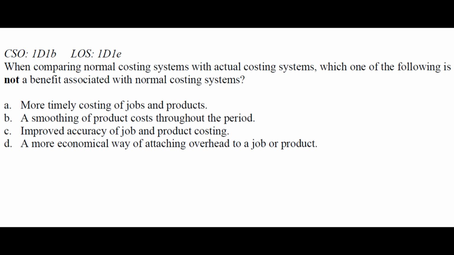Since overhead is allocated using estimates, product costs may differ from actual costs and require year-end adjustments. D. A more economical way of attaching overhead to a job or product. Incorrect. Using predetermined rates simplifies overhead allocation and reduces record-keeping costs. Correct answer, C. Improved accuracy of job and product costing. Normal costing improves timeliness, consistency, and efficiency, but because it relies on estimated overhead rates, it does not necessarily provide more accurate job or product costs than an actual costing system.